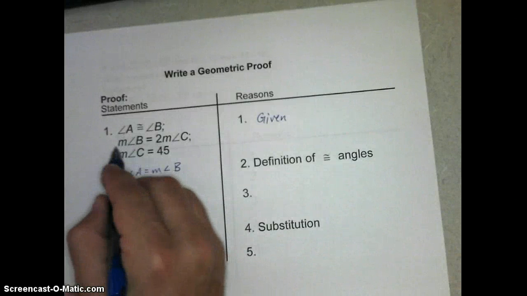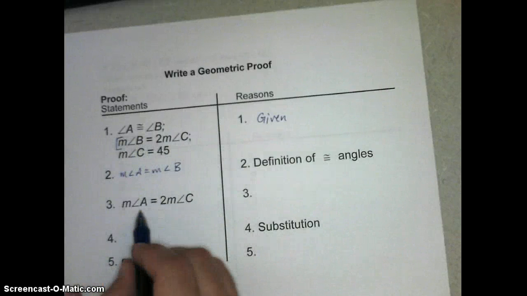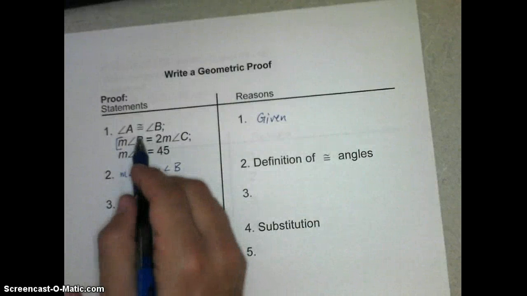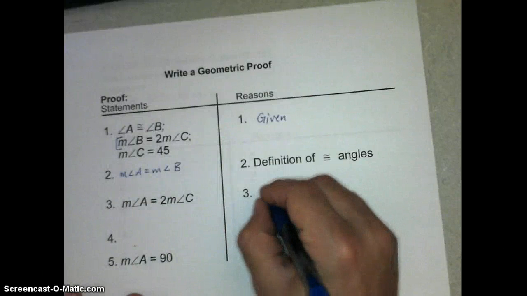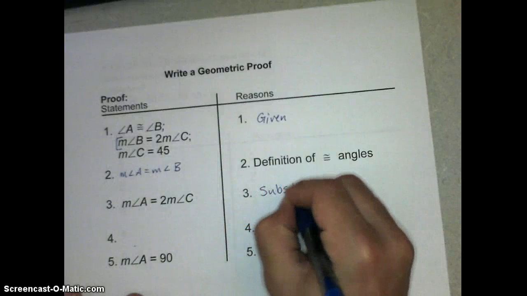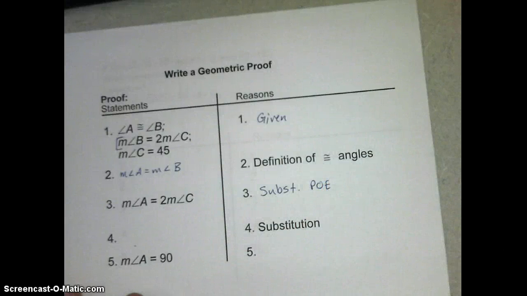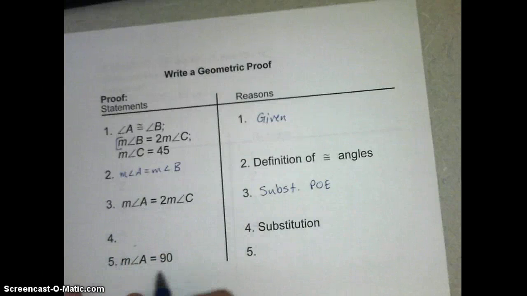Well, that looks a lot like that statement, but instead of measure of angle B, I have measure of angle A. But those are equal. Since these are equal, I can take the measure of angle B out and put in the measure of angle A. That is the substitution property of equality. And then I'm going to use substitution again from this to get this.